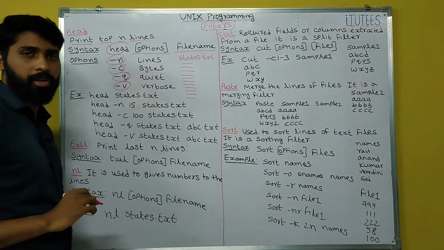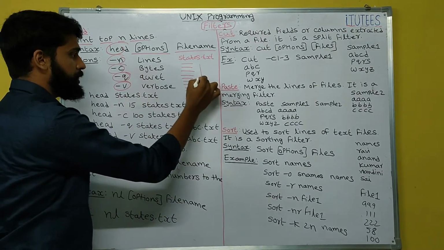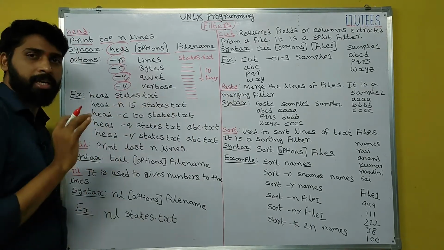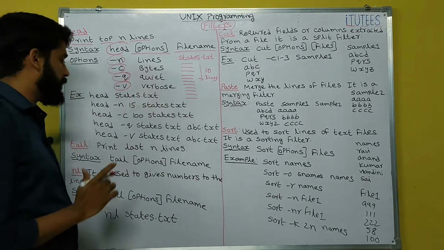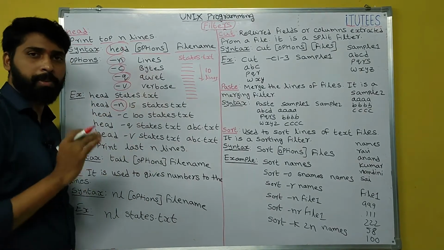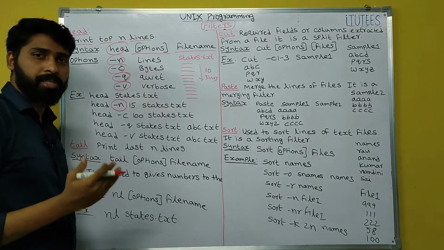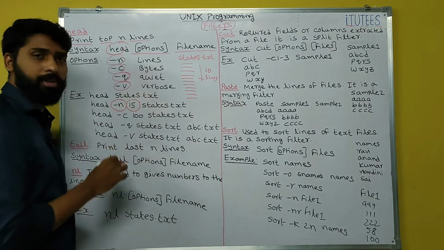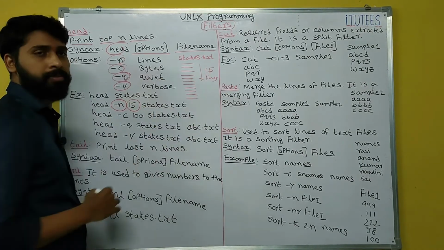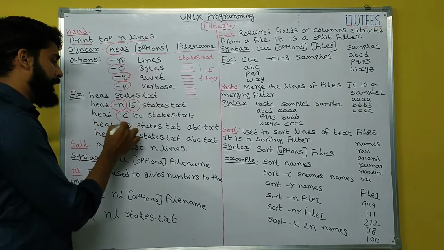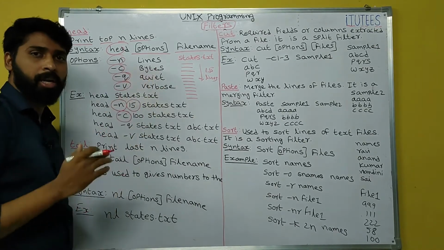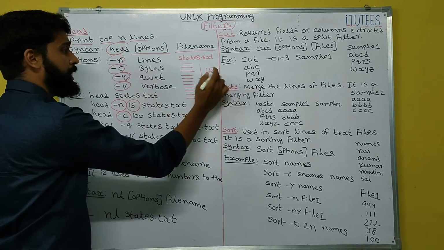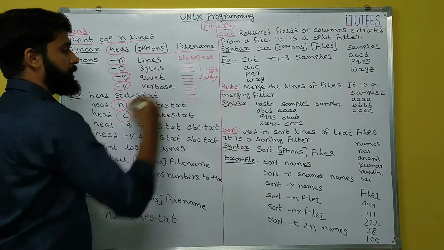So head states.txt prints the first 10 lines by default. If you do not specify anything, it displays the first 10 lines by default. If I use -n, what is the purpose of n? Lines. That means you can specify a specific number. Head -n 15 now displays the first 15 lines. Similarly, head -c means bytes. If I want to display the first 100 bytes, it displays the first 100 bytes, not lines.